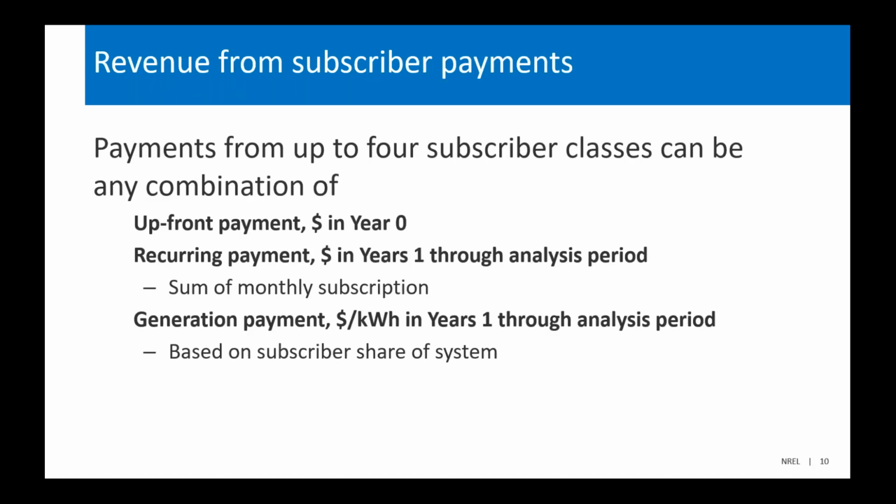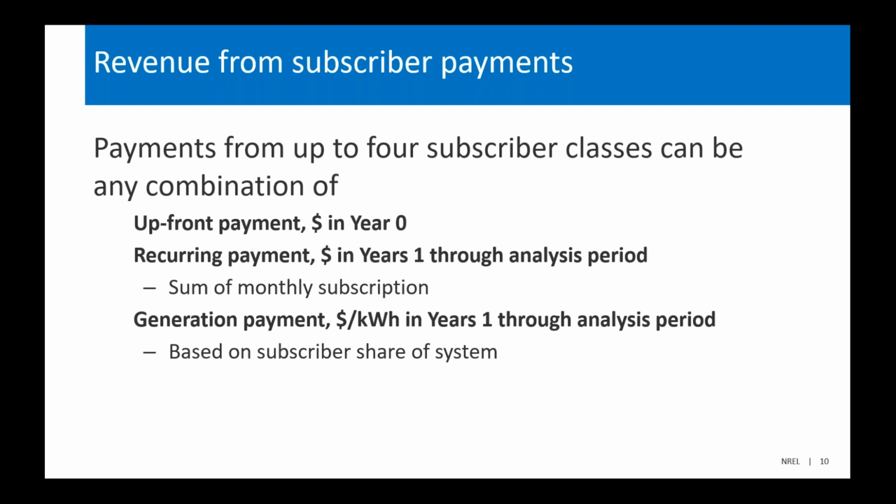So for revenue, the community solar project can earn revenue from different kinds of subscriber payments. There's upfront payments. That's a one-time subscription fee that the subscriber would pay to join the project, and that's in year 0 of the project cash flow. There could be a recurring payment, which would be an annual subscription fee. So typically subscribers would pay a monthly fee, but since SAM uses an annual cash flow, you'll need to add up those monthly payments to provide an annual value to SAM.